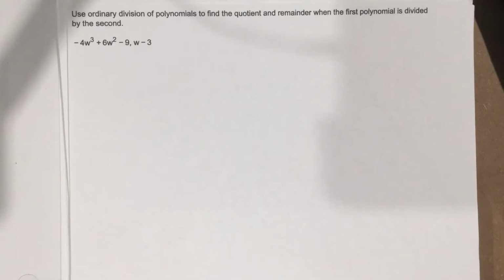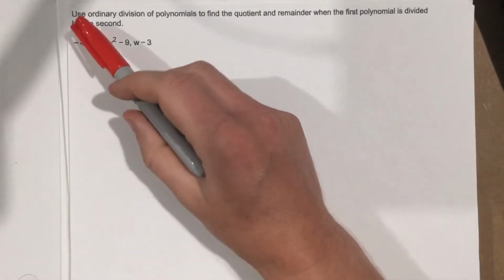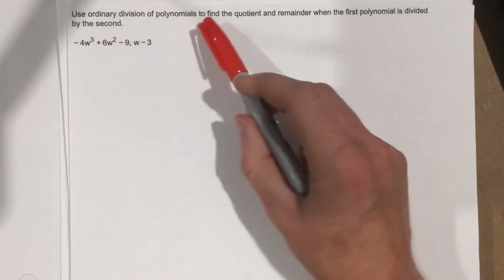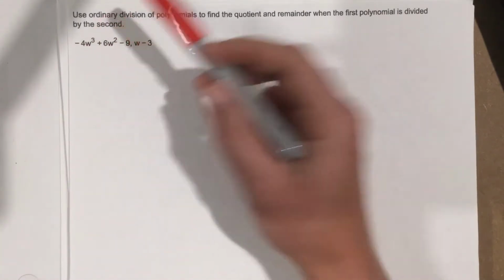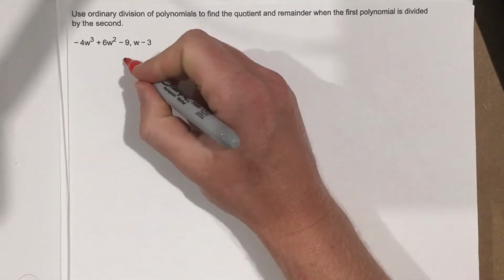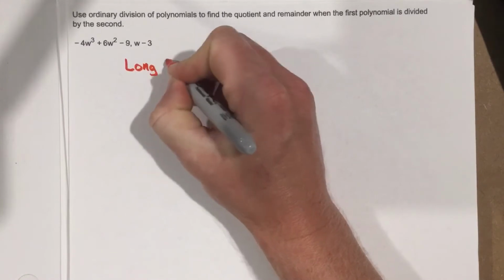This is problem number 4 from section 4.3. It says use ordinary division of polynomials to find the quotient and remainder when the first polynomial is divided by the second. So they say ordinary division, meaning let's use long division here. So we're going to go ahead and use some long division.